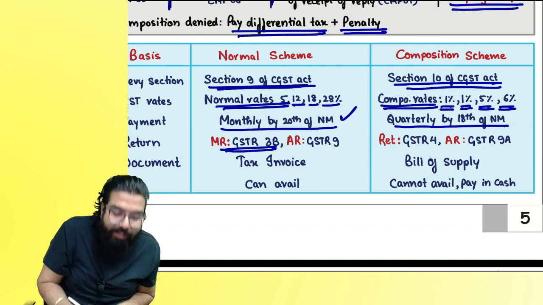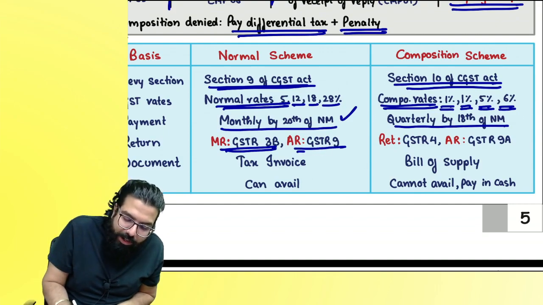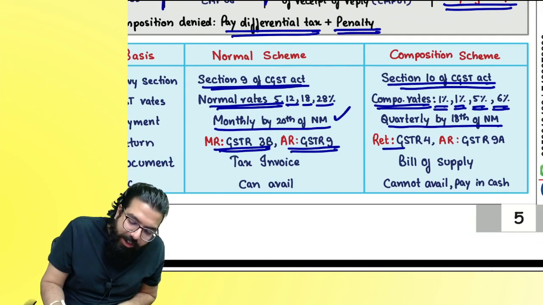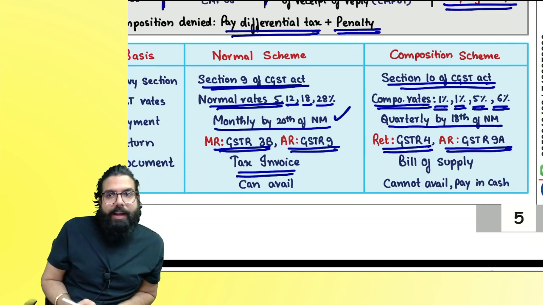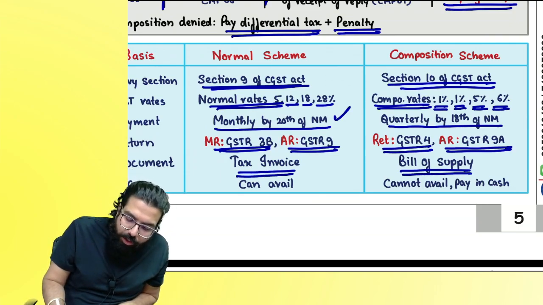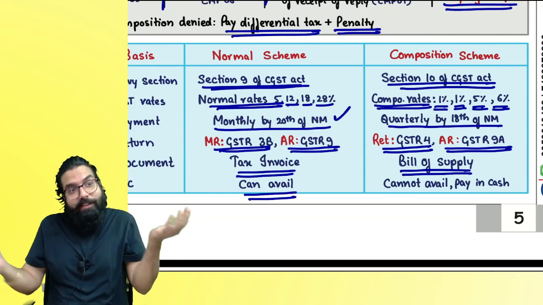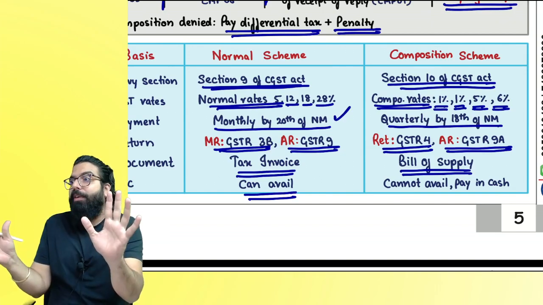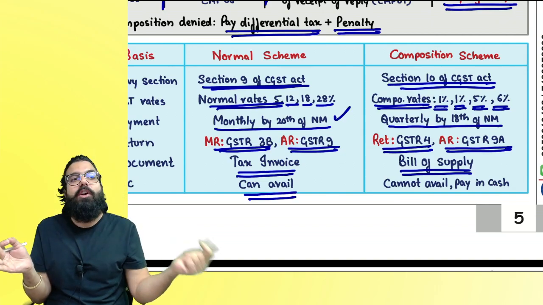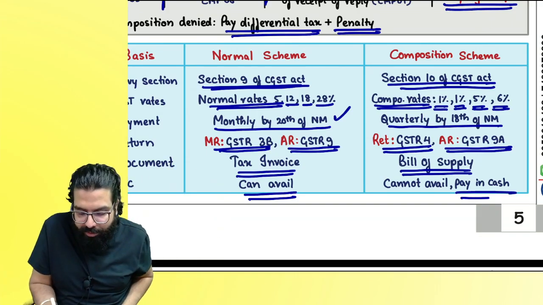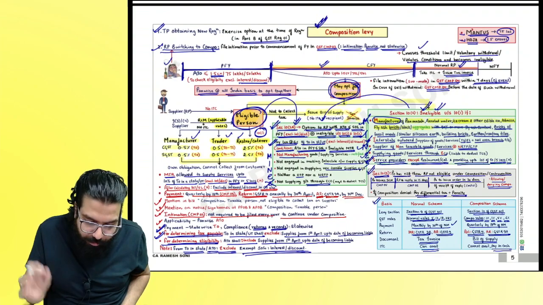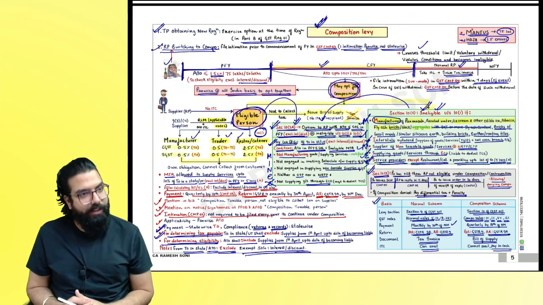Normal person files GSTR 3B and annual return GSTR 9. Composition dealer files GSTR 4, annual return GSTR 9A. Normal person issues tax invoice. Composition dealer issues bill of supply. Normal person can take ITC, can charge GST, set off and pay balance. Composition dealer can't take ITC, and on his supplies he has to go ahead and pay from his own pocket in cash. Right, everyone? Here we are done with a small and sweet chapter.